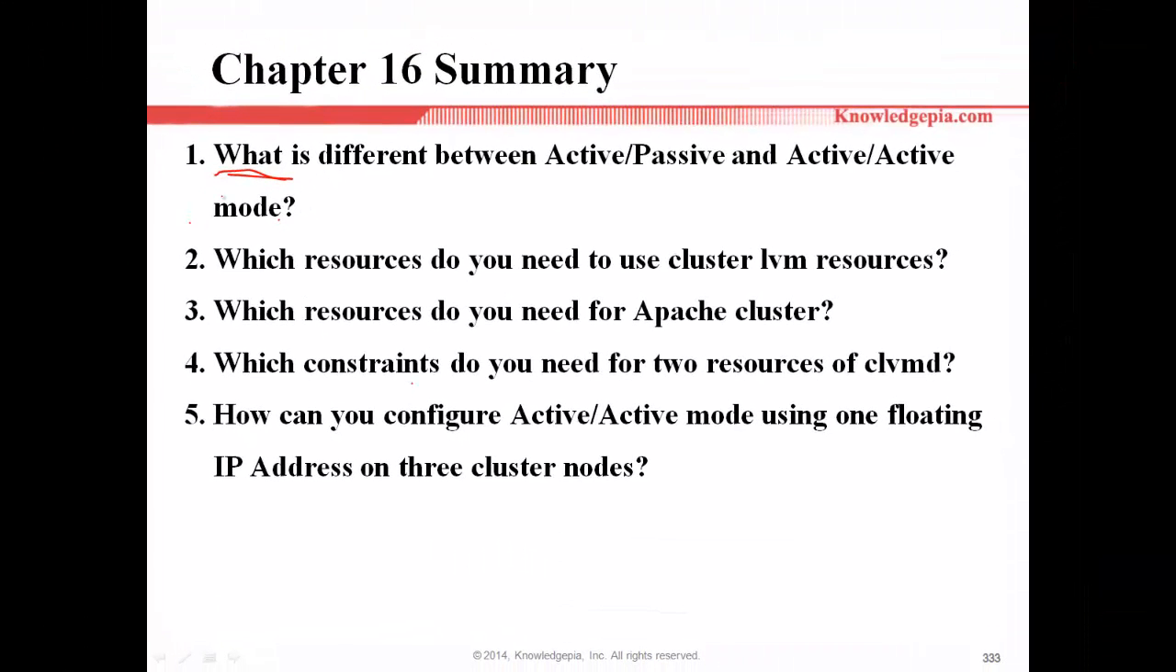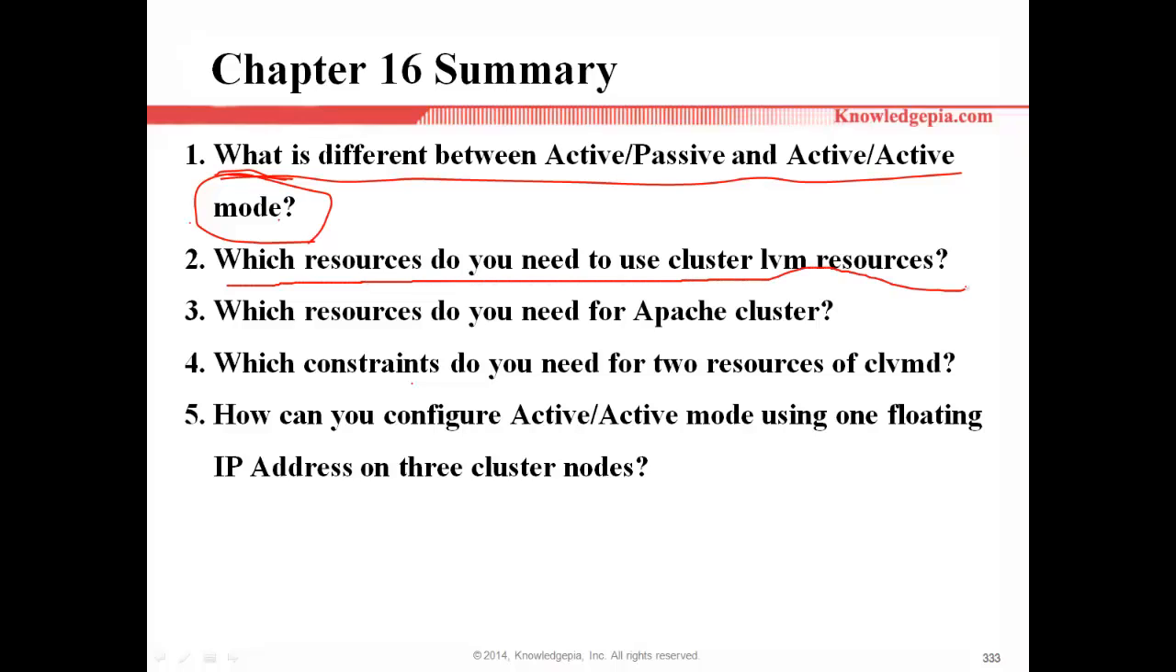Okay, chapter 16, the summary. Number 1, what is the difference between active/passive and active/active mode? I showed you the two kinds of cluster mode. And number 2, which resources do you need to use the cluster LVM resource? At first, based on Pacemaker, we cannot use the CLVM. So to use the CLVM daemon, we have to create the two kinds of resources. And number 3, which resources do you need for an Apache cluster? In this video, I showed you 3 kinds of Apache resources.